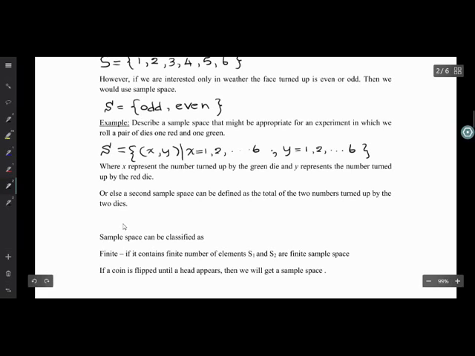Or else, a second sample space can be defined as the total of the two numbers turned up by the two dice. So, the possible outcomes will be 2, 3, 4, up to the maximum 12. Because if we add the faces turned up by the two dice, the minimum will be 1 and 1, which is 2, and the maximum will be 6 plus 6, which is 12.